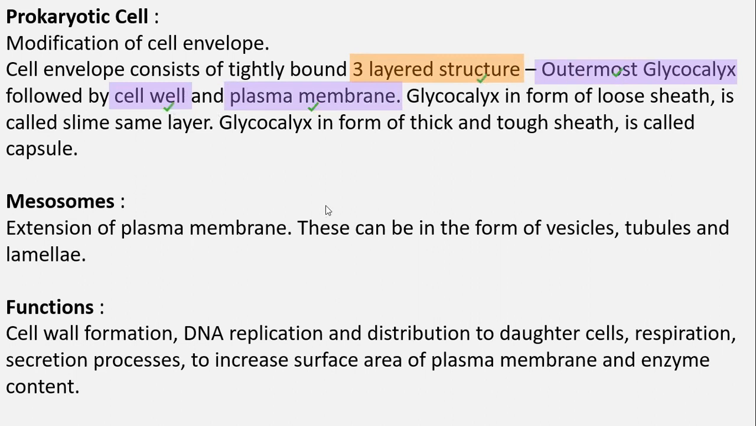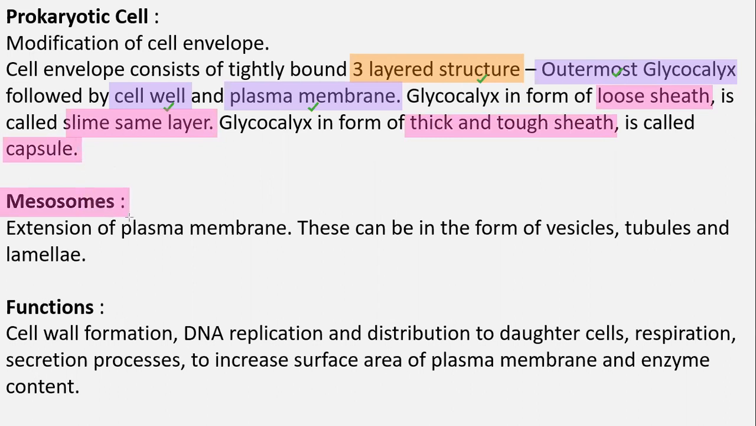You have to arrange the three layers in the correct order, from inner to outside or from outside to inside. Glycocalyx can be in the form of a loose sheath, which is called the slime layer, and in the form of a thick tough covering, which is called the capsule.